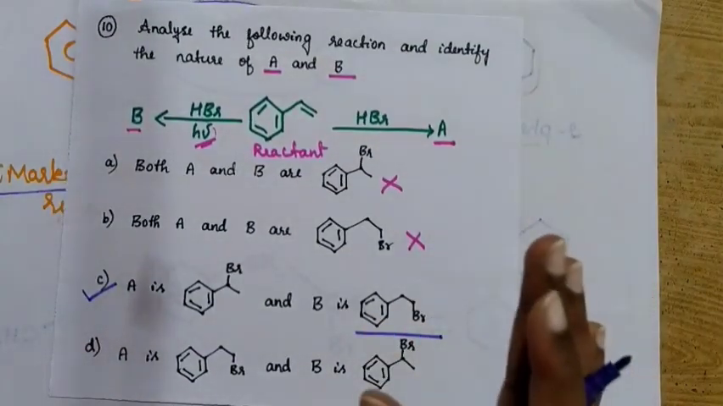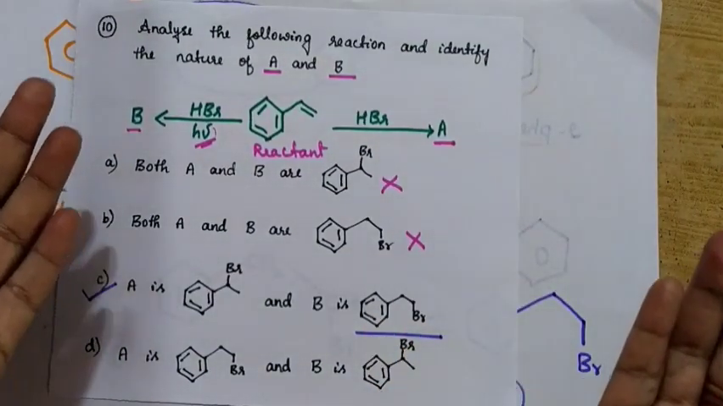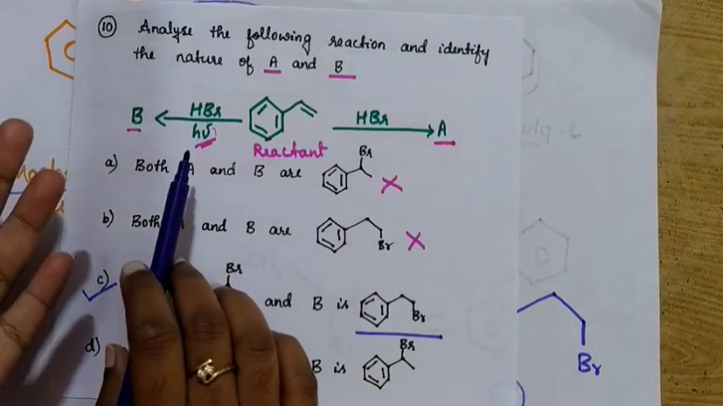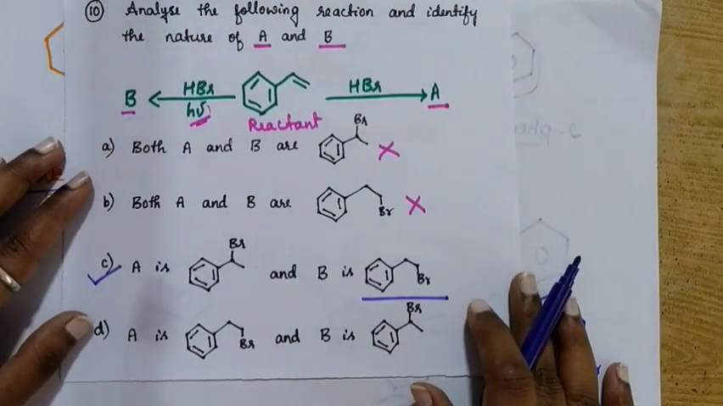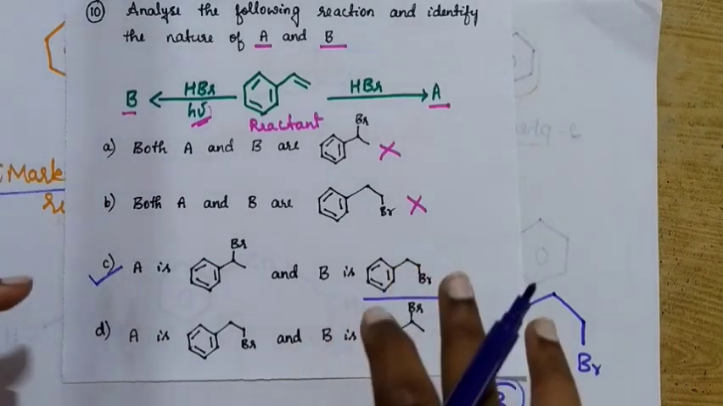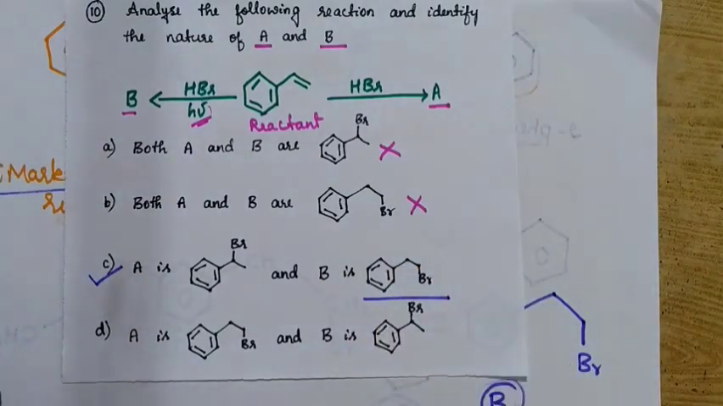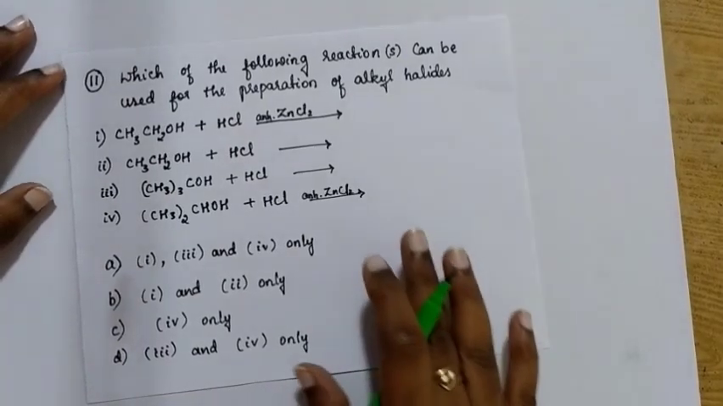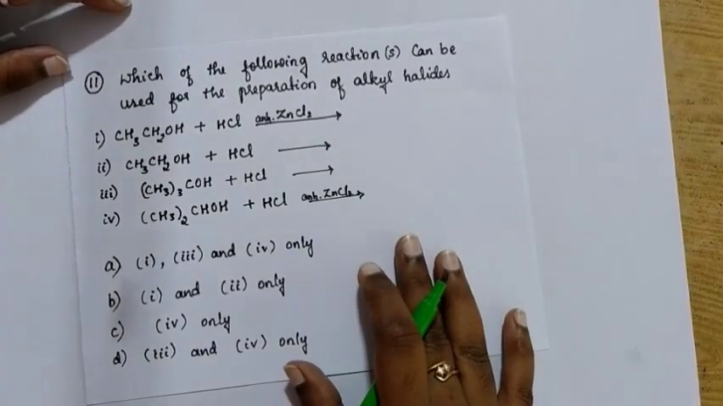Without any condition, you are going to follow Markovnikov rule. With the condition like light, you are going to follow anti-Markovnikov rule. It looks difficult, but when you know the concepts, you are going to find the answers very easily. So our option C is going to be the right answer. Okay, this is our last question of this class.